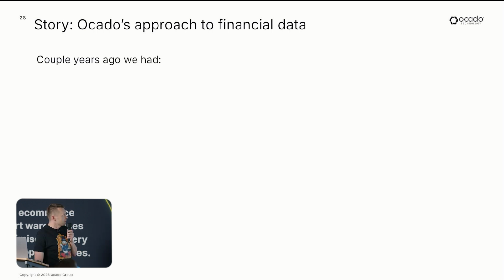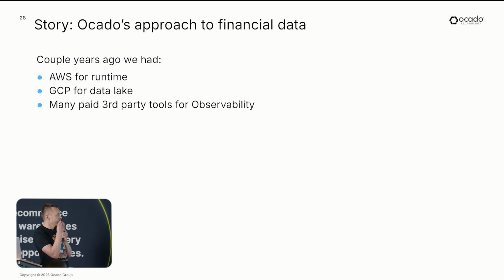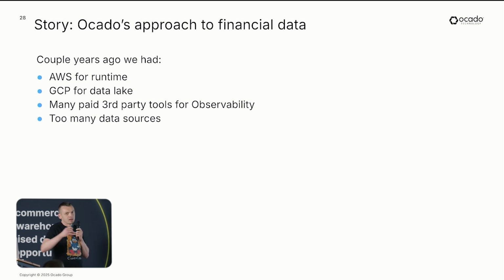A couple years ago, we had AWS for the runtime. We had a second cloud, GCP, for the data lake. We had many paid third-party tools for observability. And it was just a lot of different data sources. So if you wanted to figure out how much your particular service or application cost, you would have to go to many people and ask them to pull off some data. It was very messy. What happened throughout those years, we introduced yet another cloud, Azure, for authentication. So it's even more complicated.